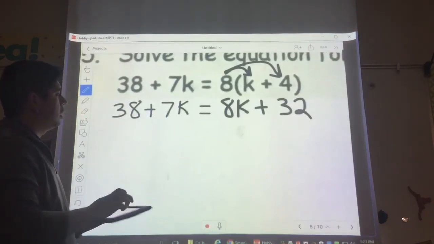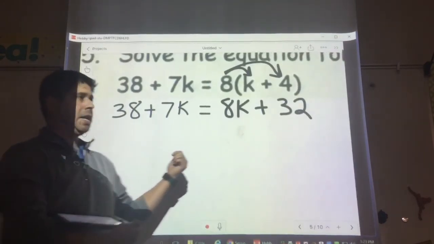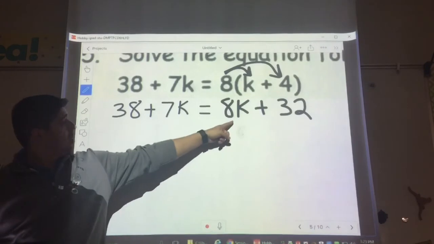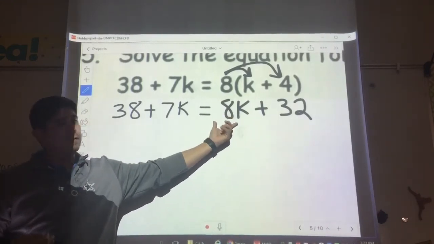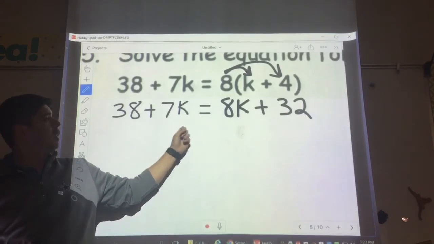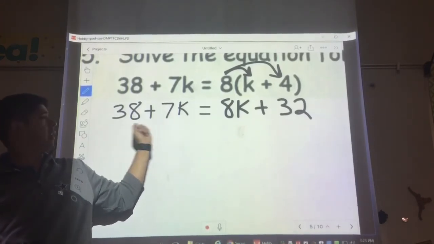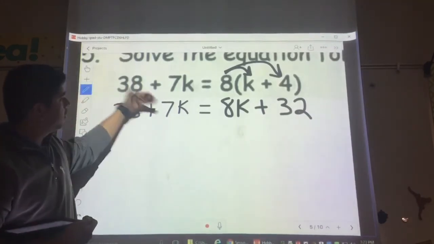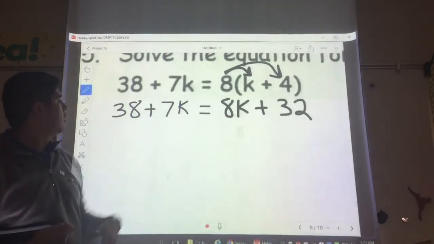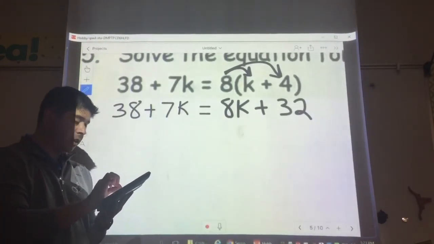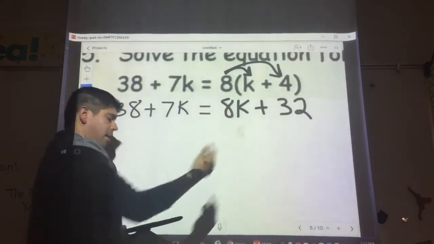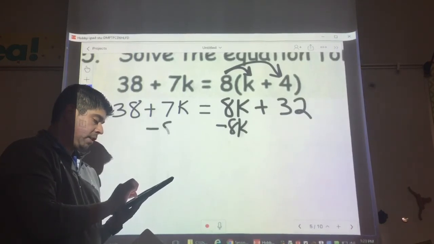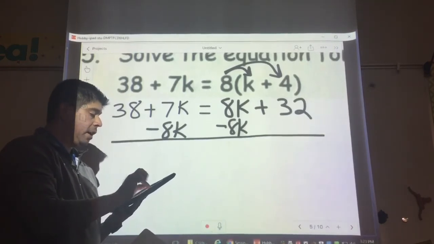Alright, so hopefully by now we're getting the hang of solving equations. You know by now that I like to have all my variables on the left side. So if I look here, this 8k, I'm going to do the inverse to bring it over here. When I do the inverse, it's going to go underneath the plus 7k, not underneath the 38, because those are like terms. So the inverse of a plus 8k would be minus 8k. I draw my line.